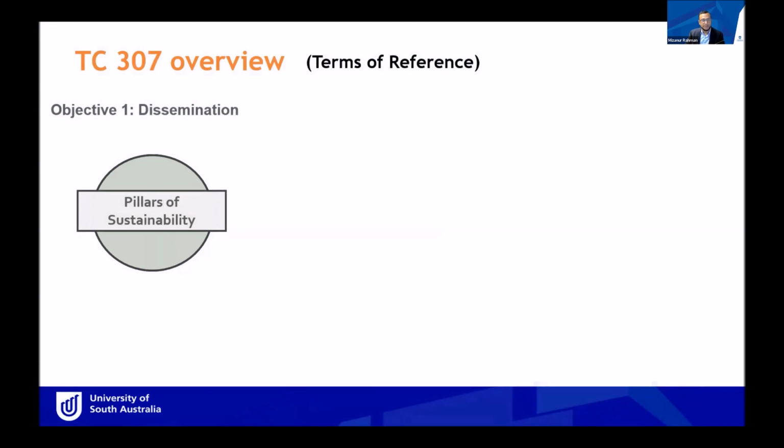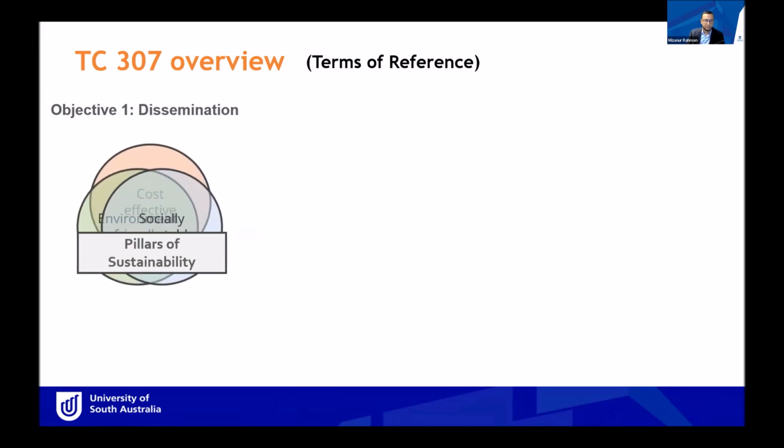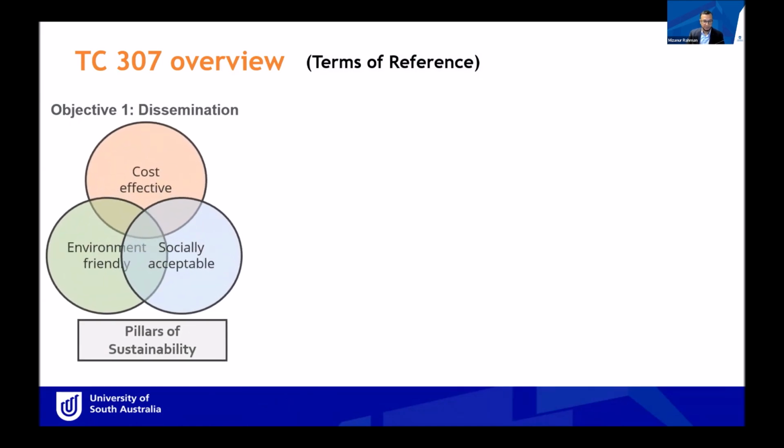The TC307 has terms of reference. It includes 4 different objectives. The first one is the dissemination of the concept of sustainability. That relies on 3 pillars. In some definitions, it could be more than that, but in general, it's 3 pillars. So it has to be cost effective, environment friendly, and socially acceptable. The area where they overlap is the most sustainable practice. Often it's very difficult to achieve.